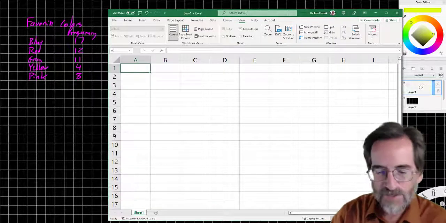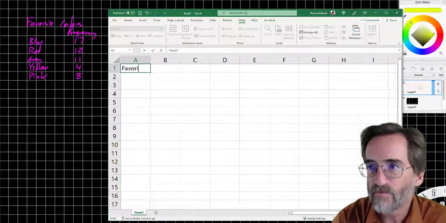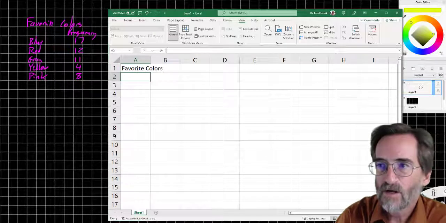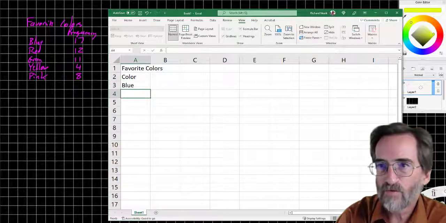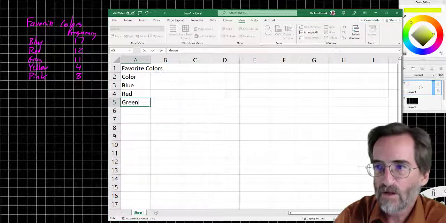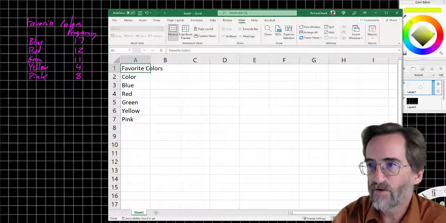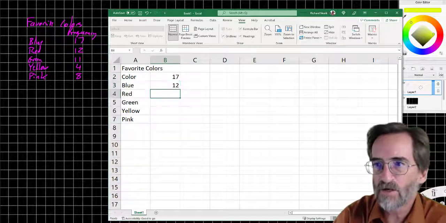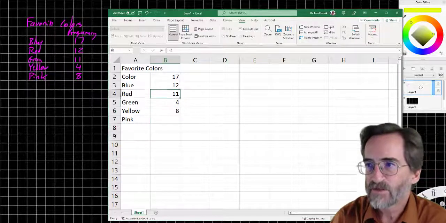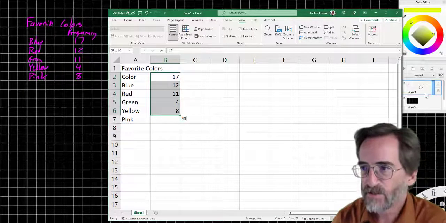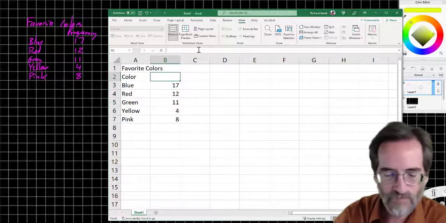The first step when using technology is to make a table. So I might have a label, favorite colors, and color: blue, red, green, yellow, pink. And have our numbers here, 17, 12, 11, 4, and 8. Whoops, that's because I started in the wrong place. Cool thing is I can select and grab the border and just drag it down. Frequency.